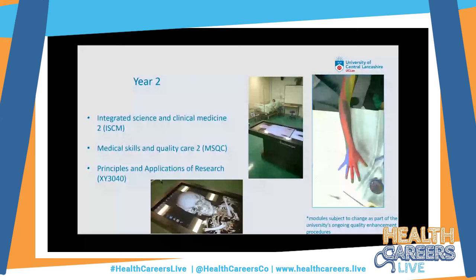That is a module exclusively for MPAS students and not for medical students. And what this module will do is teach you all about research, ranging from cells in a dish right through to clinical trials.